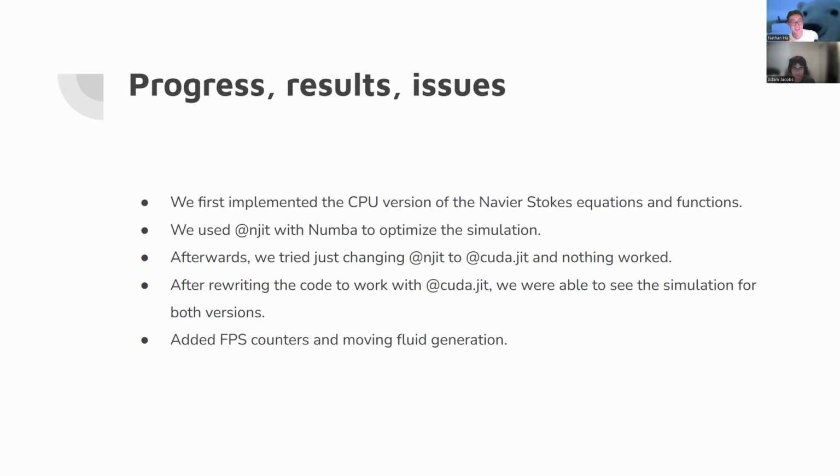Then we tried changing the njit to CUDA.jit and it didn't work. We just got compile errors basically. So then we rewrote a lot of stuff to use the actual CUDA code, which has thread indexing and all that stuff. And finally, when we got it to work, we started adding FPS counters so we can actually see what to compare. And now I can do the demo, which I need to share my screen for.